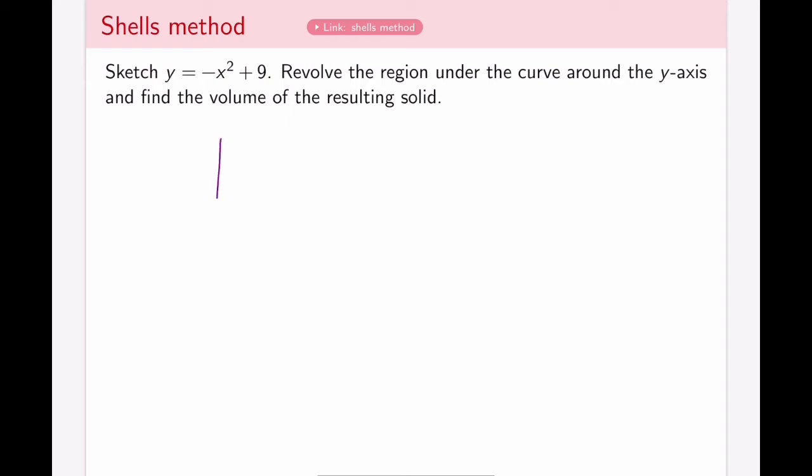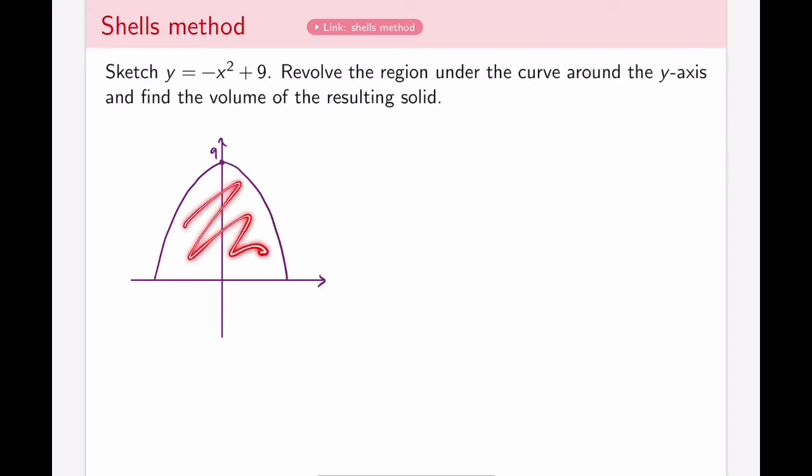So I'm going to take x squared plus 9. So once again, I have a parabola looking down 9 units up. So a parabola that looks something like this. There we go, up at 9. And I'm going to rotate the region under the curve around the y-axis. Okay, so I'm halfway there.